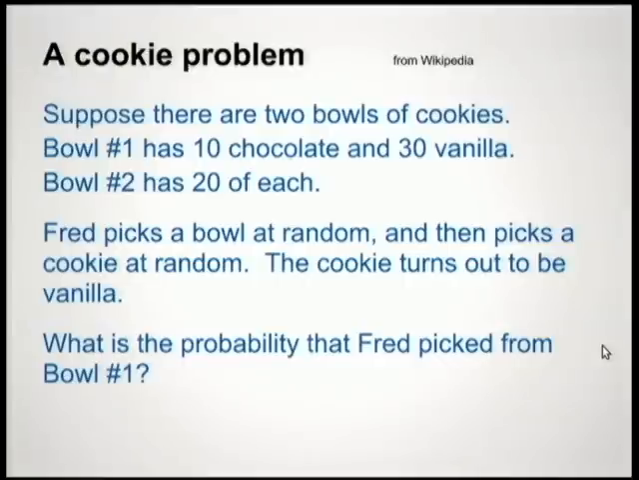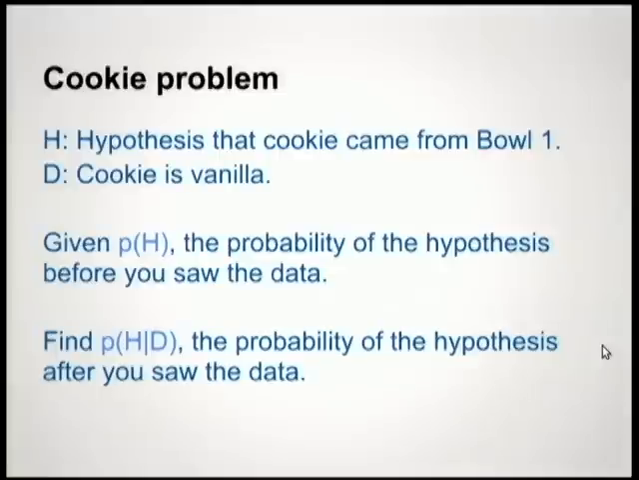This is standard, a lot of Bayesian problems have this general structure. So let's try to put this into the framework that I was just talking about. We have a hypothesis that the cookie came from bowl number one. We have some data, which is that the cookie we chose is a vanilla cookie, and we would like to get again from this thing, which is called the prior probability, to this, which is called the posterior probability.